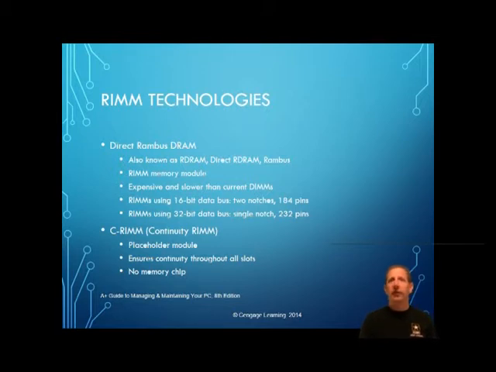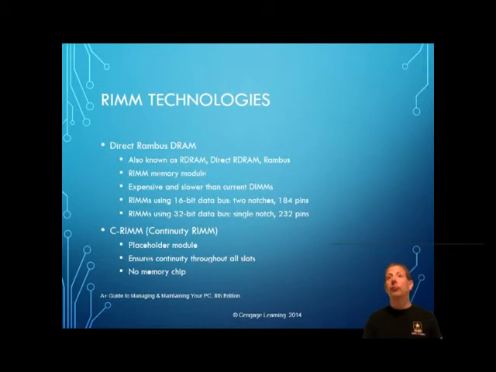Now, RIMs that use a 16-bit data bus have 2 notches and 184 pins. RIMs that use a 32-bit data bus have a single notch and are 232 pins. The 232-pin RIMs can support dual channels. Now, RIMs can be ECC or non-ECC, and they vary in size and speed. Size can vary from 64 meg to 512, and speed ratings are 800 megahertz or 1066 megahertz.